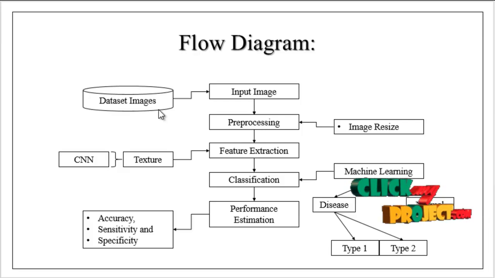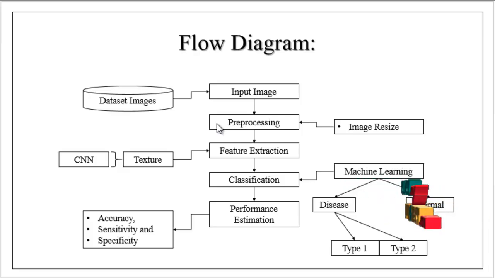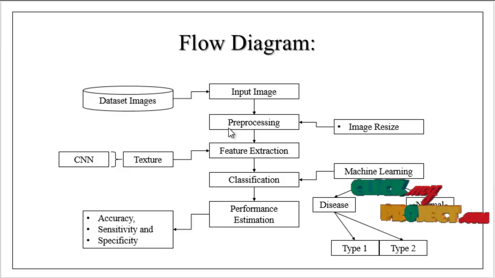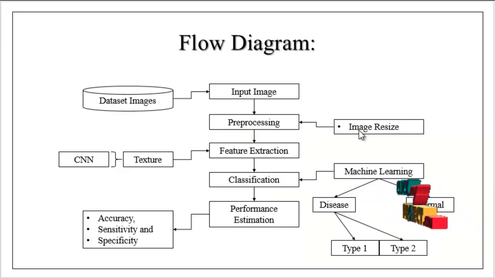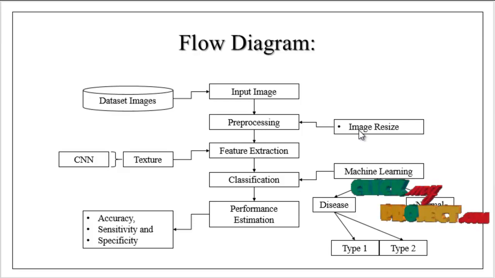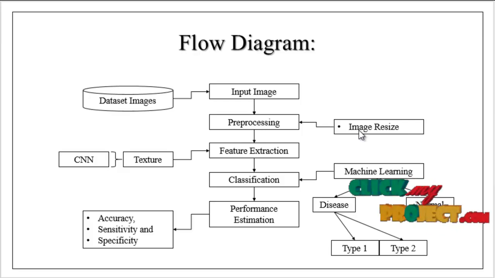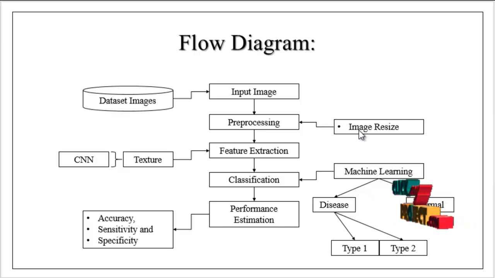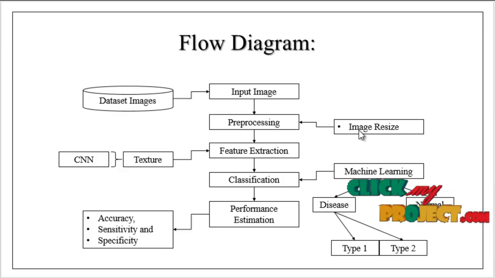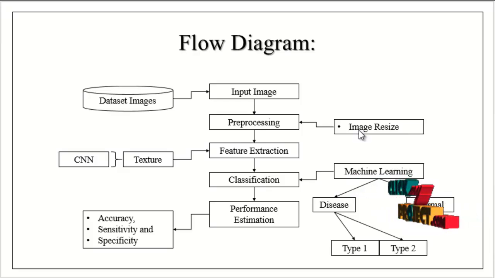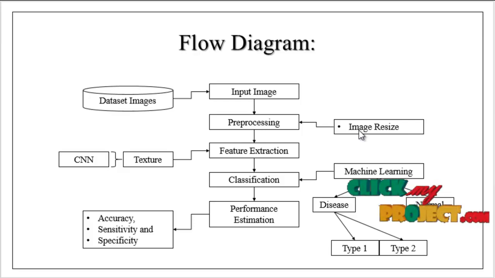After getting one image from the dataset, the pre-processing will be carried out. In this pre-processing, the image will be resized. The reason for the image resize is, for example, if I am importing a large number of images with huge sizes, it will take too much time for execution. In case of low resolution, it will take less execution time, but the quality of the image will be degraded. That is why we do the image resize, to maintain the optimum size of the image.